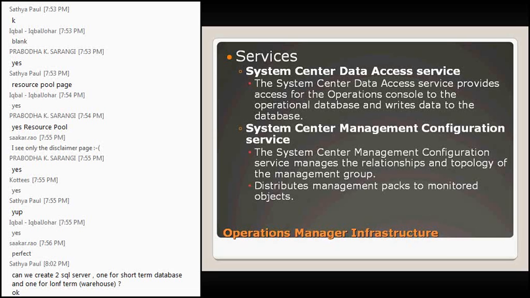And the other thing is going to be the System Center management configuration service. That's going to be managing the relationship and the topology of the management group. Like, how many management servers do you have, how many SQL servers you have, and all sorts of things. And this management configuration service is going to distribute the management packs to the monitored objects. So whenever you want to push a management pack, this is the service that you want to make sure is up and running. Like, if you're trying to make some changes to the management pack, you want to push it across to all the objects. So this is one of the things that you should keep in mind at that point.